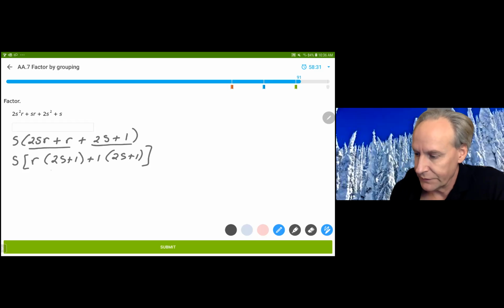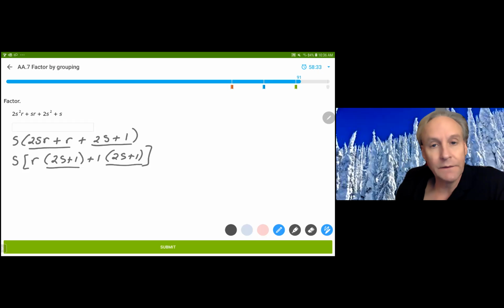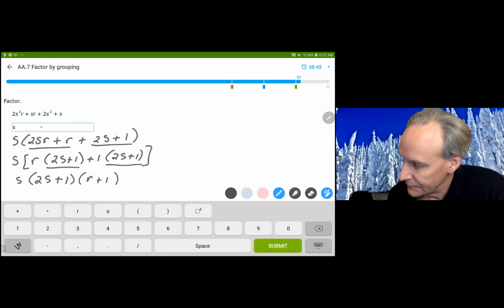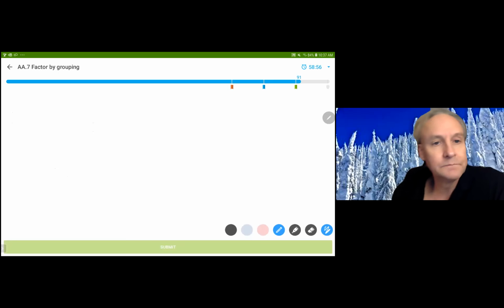And this is sort of a weird situation where the common factor is actually bigger than what's left. So we have an S times 2S plus 1 times R plus 1. And there we go. S, 2S plus 1, and an R plus 1. And it looks good.